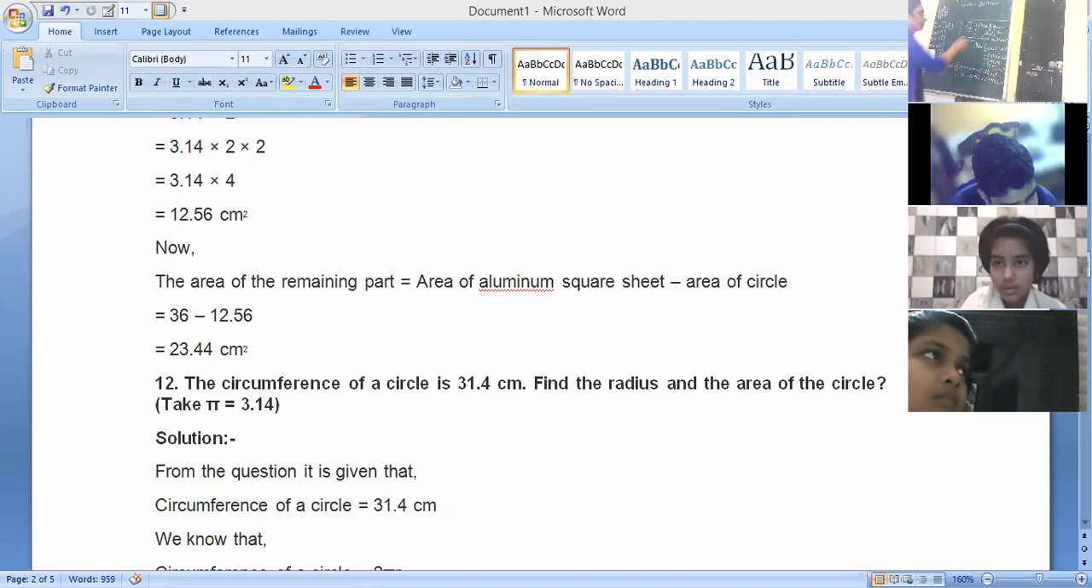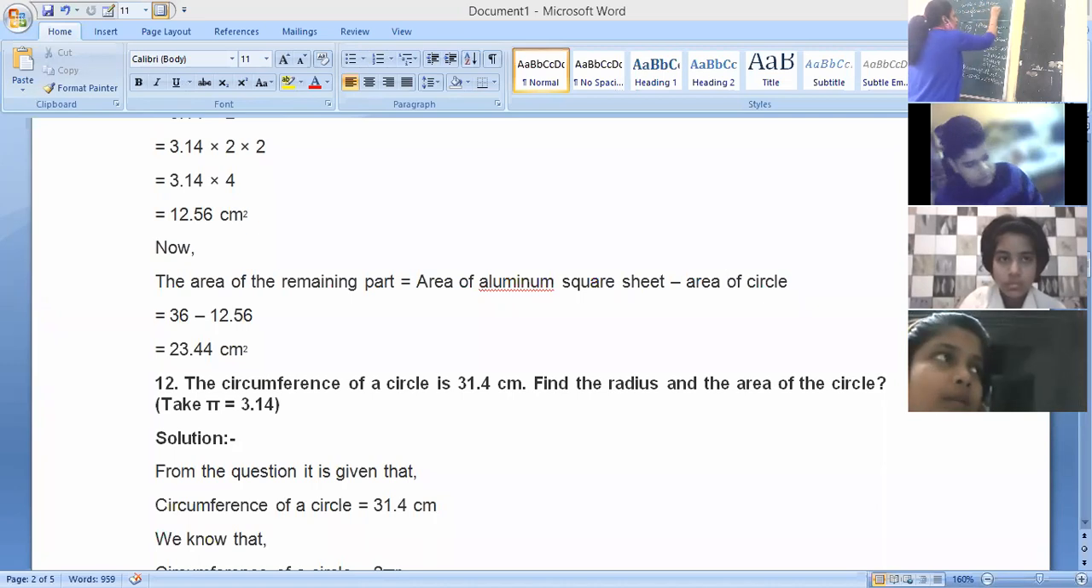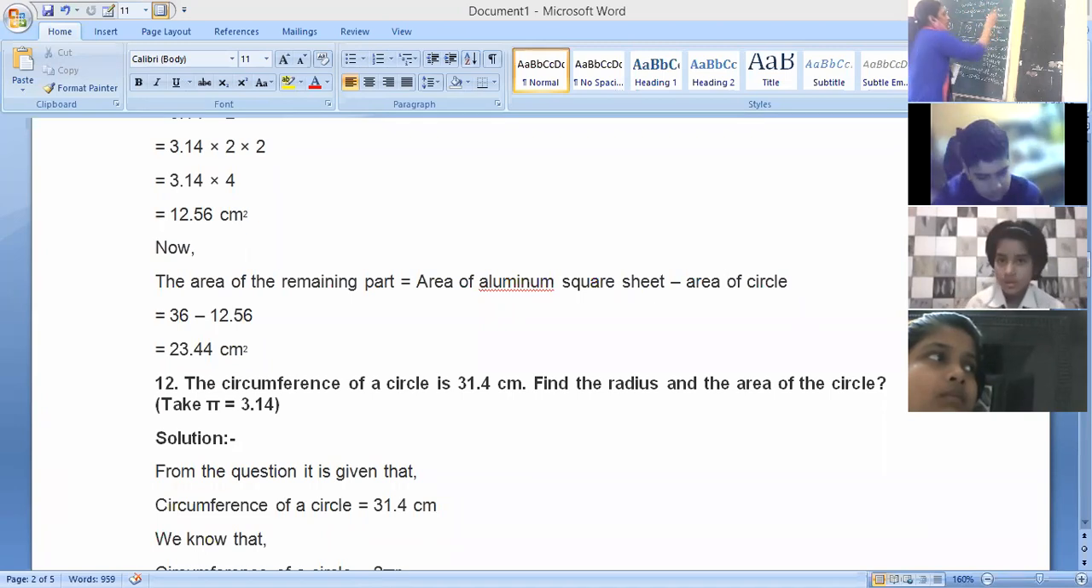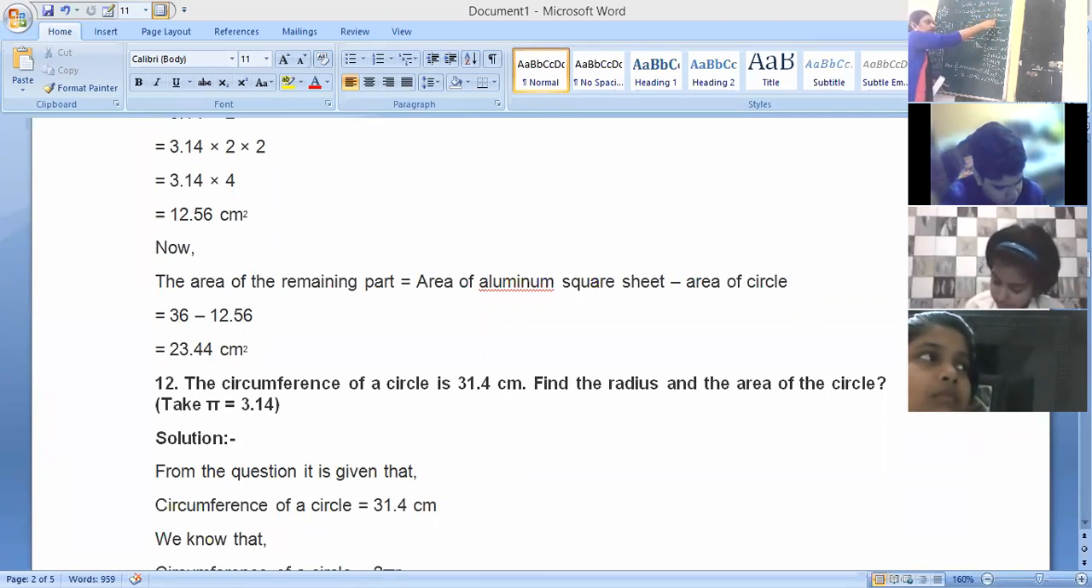And what is the formula of circumference of a circle? 2 pi r. That's right. 2 into, what is the value of pi given? 3.14, and radius we have to find out. Circumference is given 31.4. So we are writing below that circumference: 2 is written same as it is, the value of pi is given in your question, 3.14, and radius we have to find out.